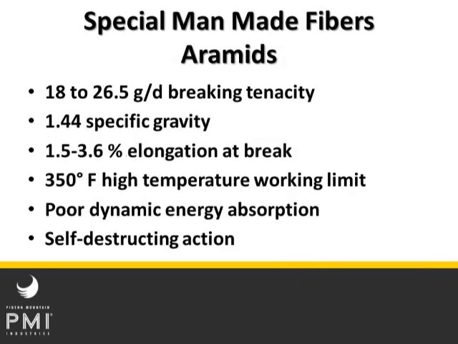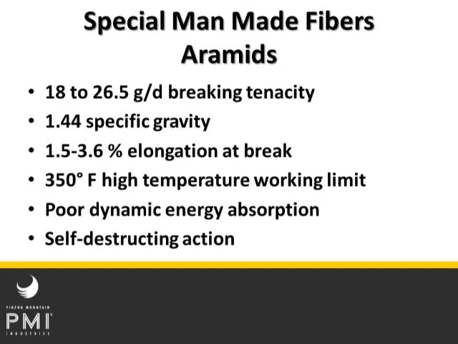Other fibers that are out there nowadays, the Aramids are certainly coming out there, and we'll talk a little bit about that. These are your fancier yarns. 18 to 26.5 grams per denier is pretty normal. High specific gravity, so they definitely don't float. Really low stretch. The elongations are typically 1.5 to less than 4, which means you're kind of in there with steel cable. Good high temperature rating.